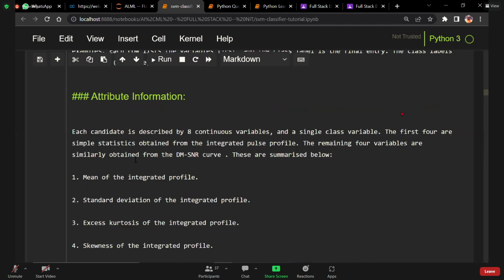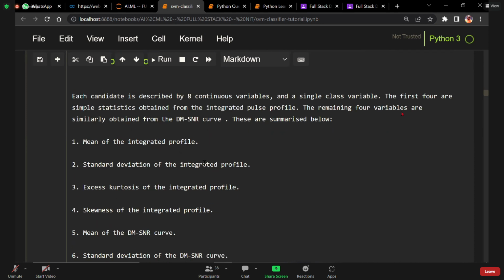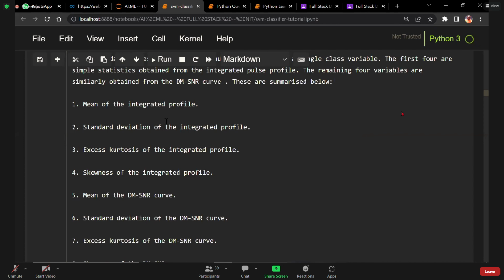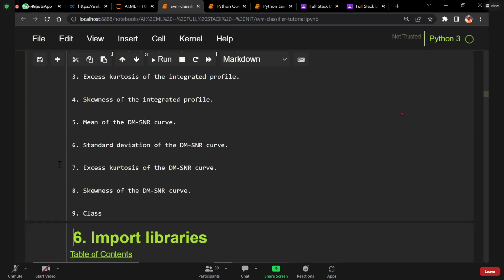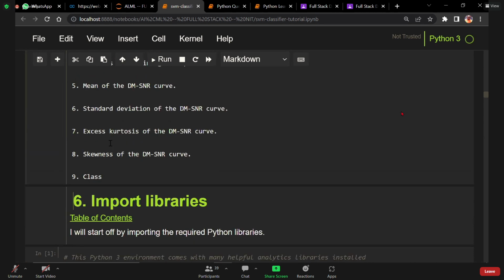The first four are simple statistics obtained from the integrated pulse file. You know what is meant by pulse, guys? The entire body runs with the nerves and pulse, isn't it? The four variables are similarly obtained from the integrated profile. These are called the kurtosis and excess kurtosis of the integrated profile, skewness of the integrated profile, mean of the curve, all those things we have. So very simple.